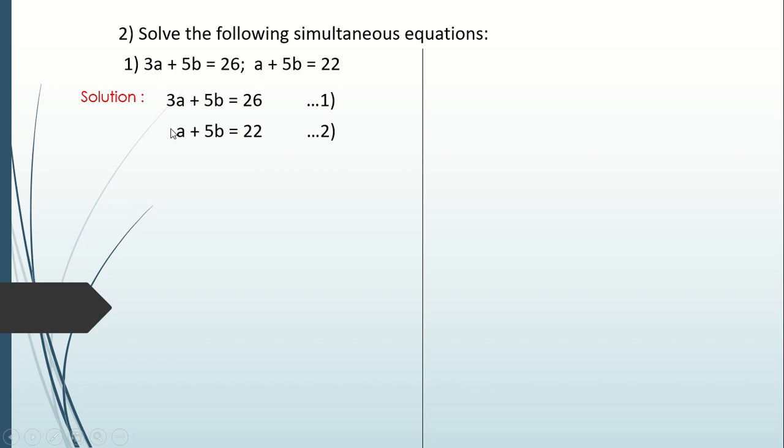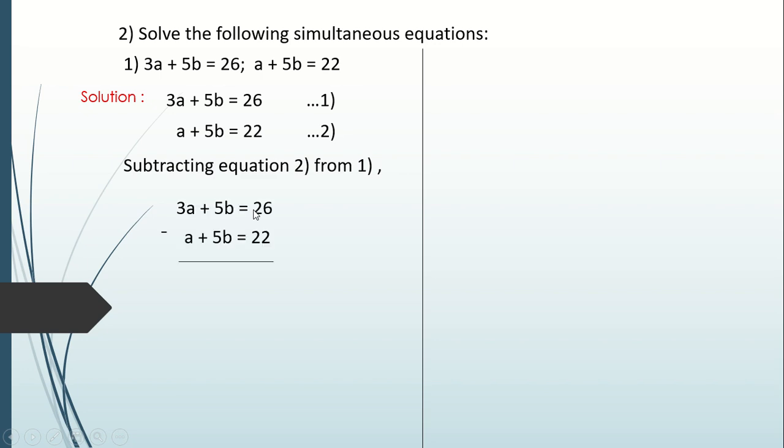Now you will subtract. So plus 5b minus 5b is going to get cancelled, because when you subtract, the signs of the second term get changed. So subtracting equation 2 from 1, we have 3a plus 5b is equal to 26, and a plus 5b is equal to 22. The signs of the second term will change. 3a minus a will be 2a, and 5b will get cut. Now here you will be left with 4. Therefore a is equal to 4 upon 2, and therefore a is equal to 2.